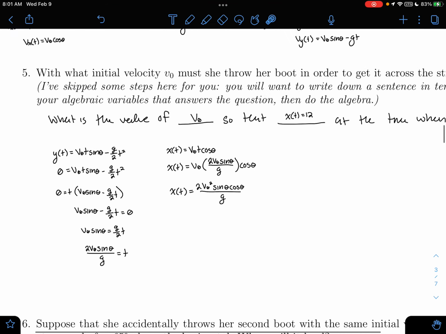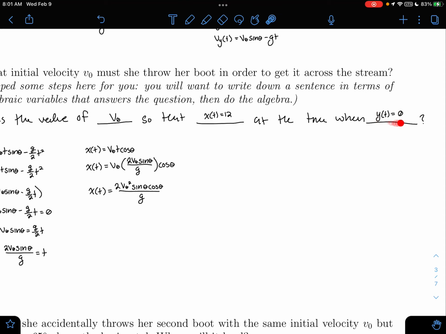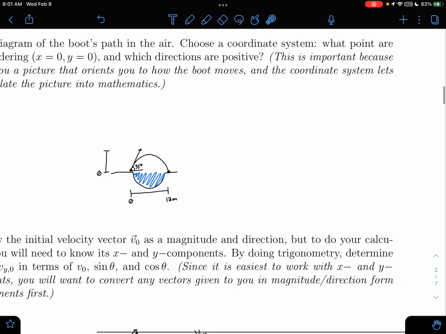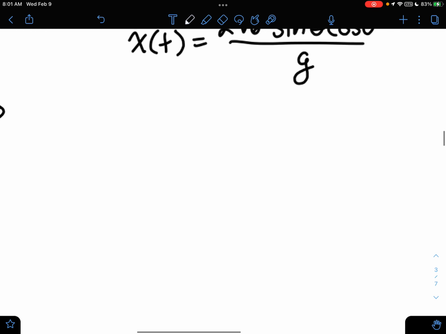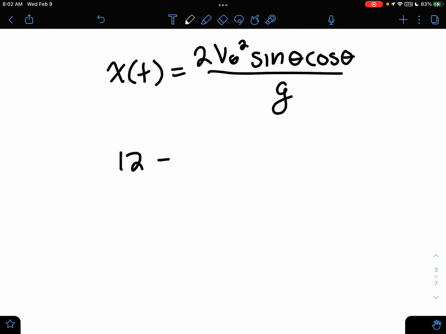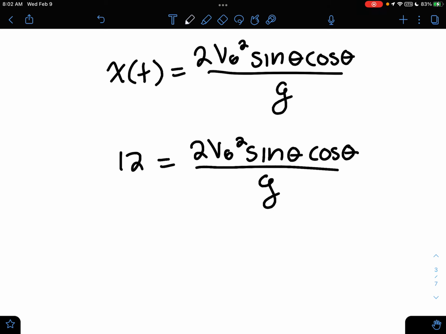But that's not the only thing we wanted, true. We already have that our y of t is going to equal 0, but this means that we could be landing at any point along here. That's just finding when our y of t equals 0. Now we have to set our condition that x is going to equal 12. So we're going to say 12 equals 2 v naught squared sine theta cosine theta over g.